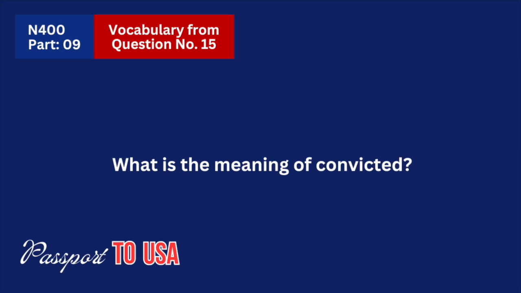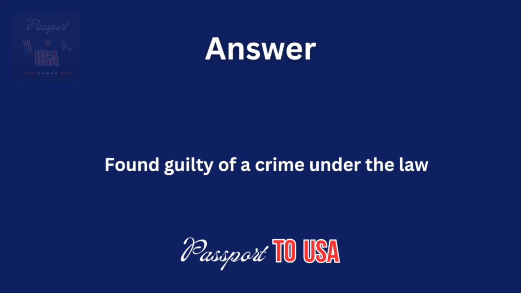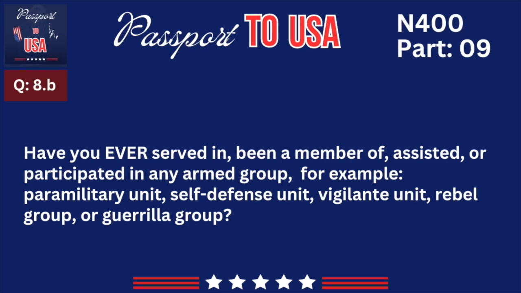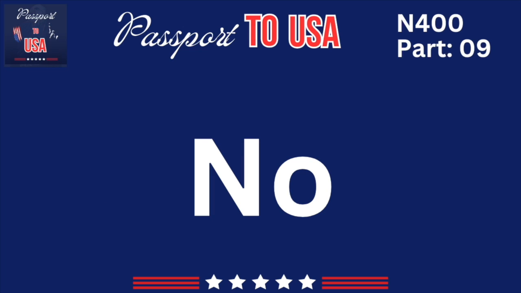What is the meaning of convicted? Found guilty of a crime under the law. Have you ever served in, been a member of, assisted, or participated in any armed group, for example, paramilitary unit, self-defense unit, vigilante unit, rebel group, or guerrilla group? No.